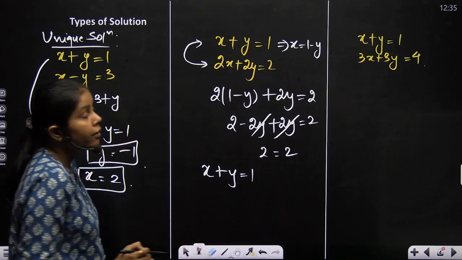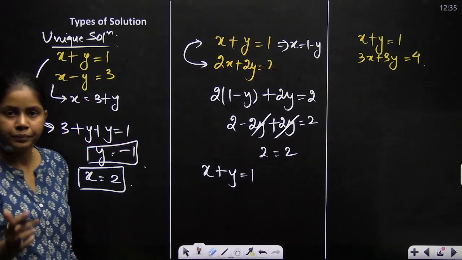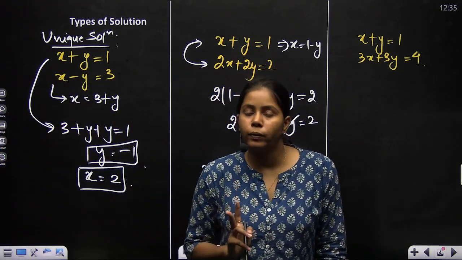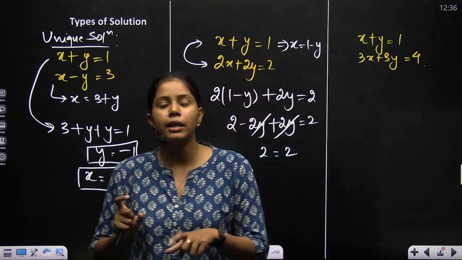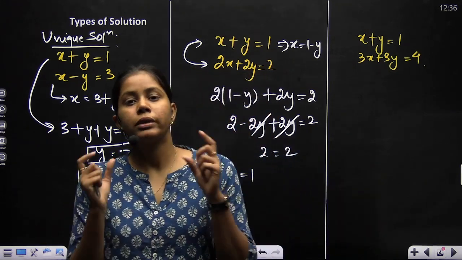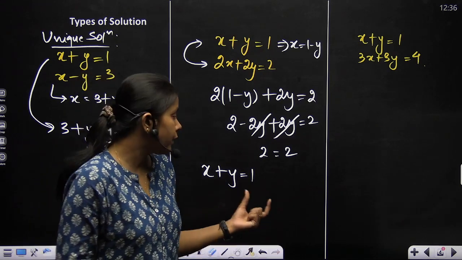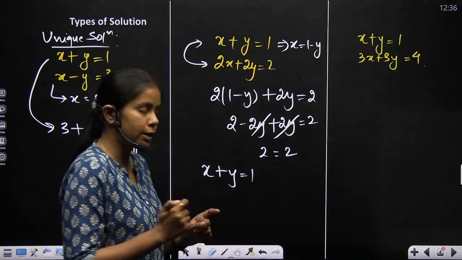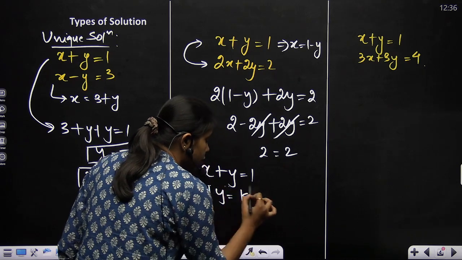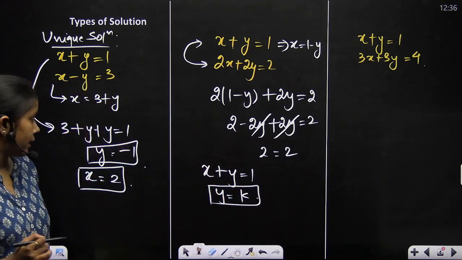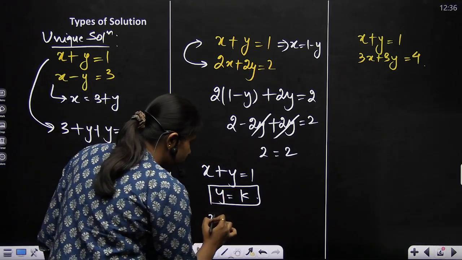That means one variable is a free variable. Because to find two variables, I know that I need two equations. But if I have one equation, I will not be able to find a solution. I'll say that out of x and y, one variable is a free variable. I can take anything, 1, 2, 3, 4. So I'm taking it here as k. If y is k, x would become 1 minus k.